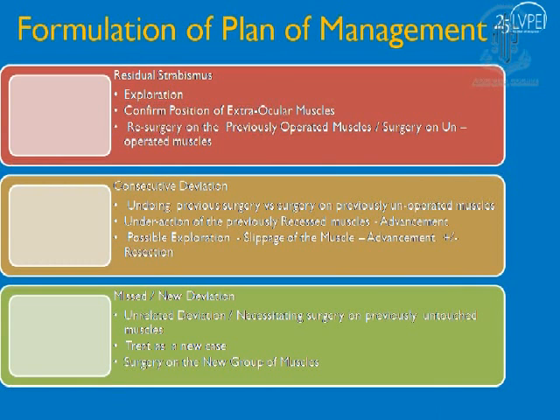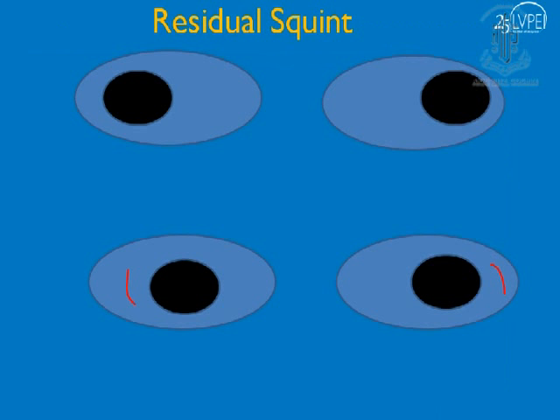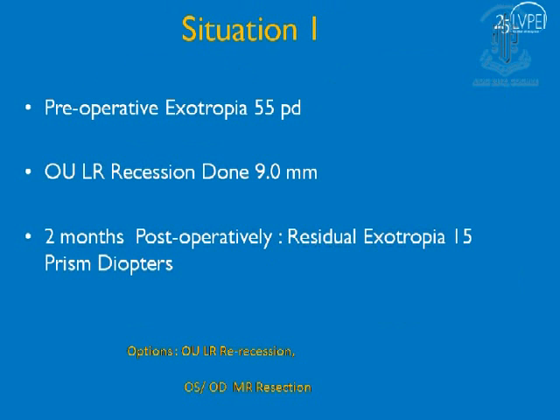So let us take some examples. Let us take an example of a patient with a residual squint. The patient had a large amount of exotropia. The patient underwent both eyes LR recession, and this is the data which we have for the patient. There was a pre-operative exotropia of 55 prism diopters. The patient underwent a LR recession of 9 millimeters in both eyes, and after 2 months we still have a significant residual exotropia of 15 prism diopters.